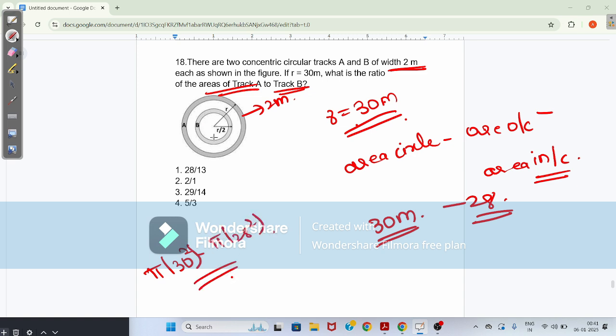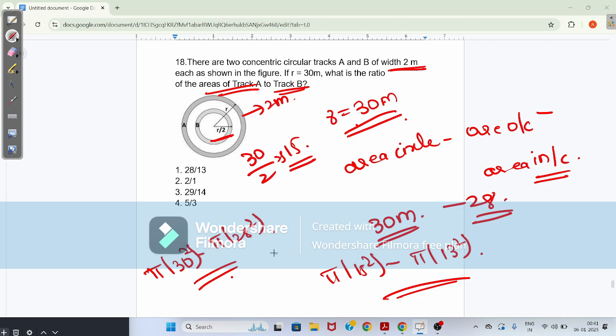For the inner circle also we have to calculate the area. The radius will be 30 by 2, which equals 15. So pi into 15 squared minus, with width 2 meters, pi into 13 squared. Equate these two and see what value you get. This is the area of the outer track, this is the area of the inner track. We have to find the ratio of these two values. So calculate the ratio here.